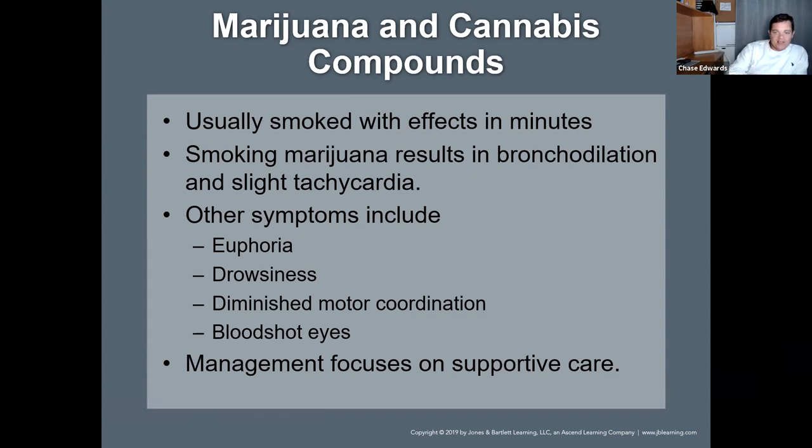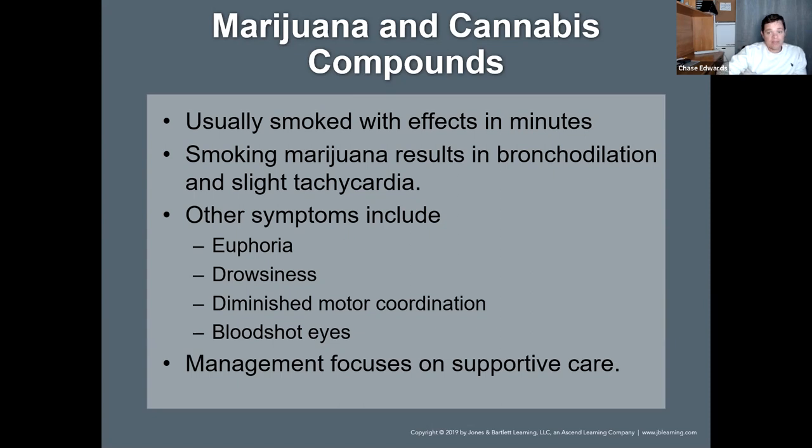Users have a distorted sense of time and space and a feeling of unreality. Smoking marijuana results in bronchodilation and a slight tachycardia. Some other signs and symptoms may include euphoria, drowsiness, decreased short-term memory, diminished motor coordination, increased appetite, and also the telltale bloodshot eyes. Your management is going to be supportive care. There's a low likelihood of serious medical complication unless they're coughing a whole lot. A novice user may exhibit some behavioral symptoms such as paranoia and rarely psychosis. Just reassurance with both paranoia and psychosis may be able to help.